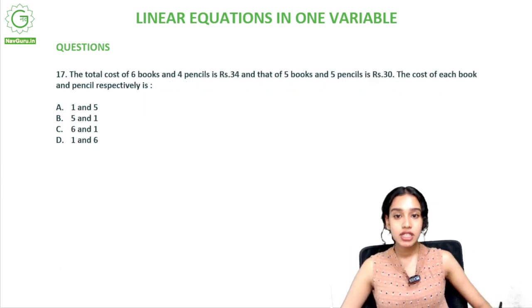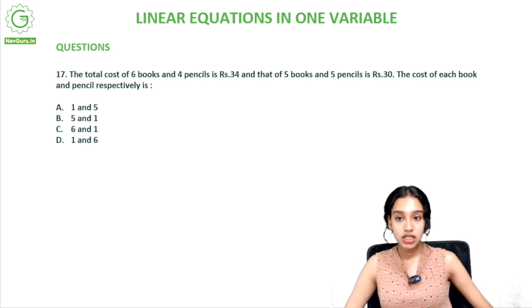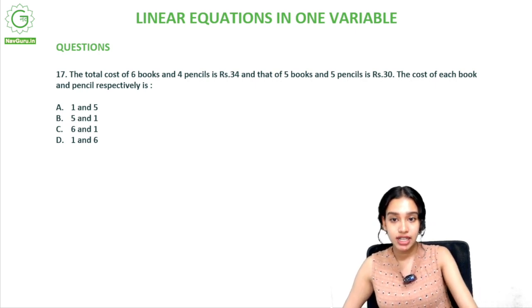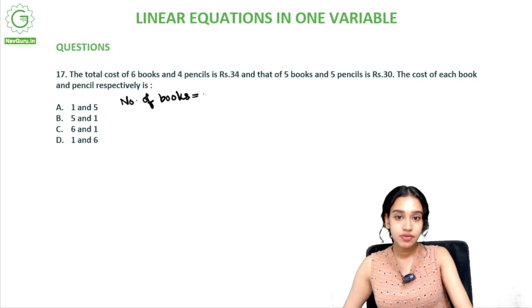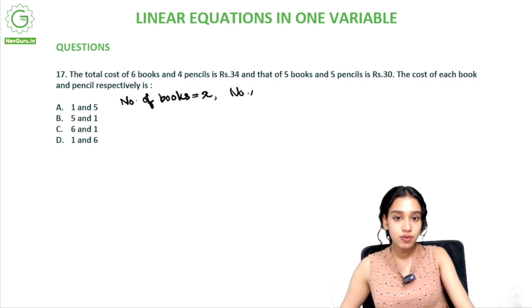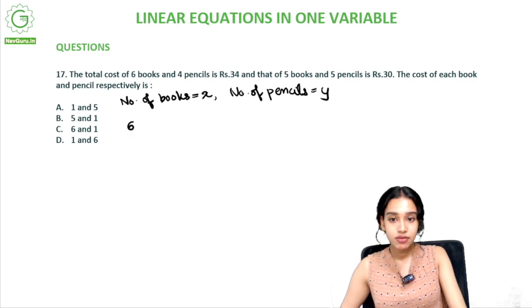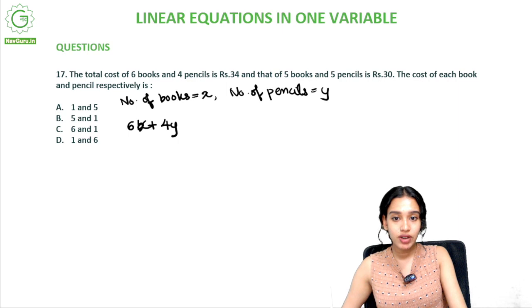The total cost of 6 books and 4 pencils is rupees 34, and that of 5 books and 5 pencils is rupees 30. The cost of each book and each pencil respectively is. So here we have 6 books. Let the number of books equal x and number of pencils equal y. Okay, so we have 6 books plus 4 pencils, that is 6x plus 4y. The cost is 34 rupees. And for 5 books and 5 pencils, the cost becomes 30.